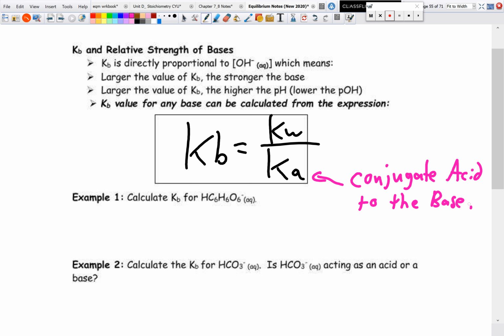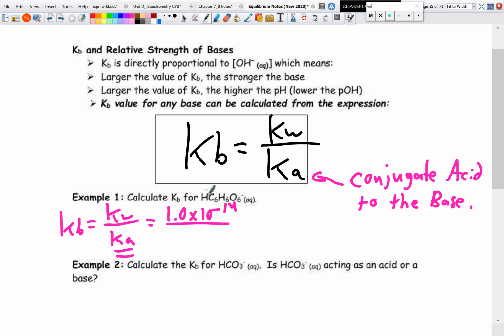So, for example, we are going to calculate the Kb for HC6H6O6. So, we go Kb is equal to Kw over Ka. So we know Kw is 1.0 times 10 to the power negative 14. Now remember, this needs to be the ionization constant for the conjugate acid of this.